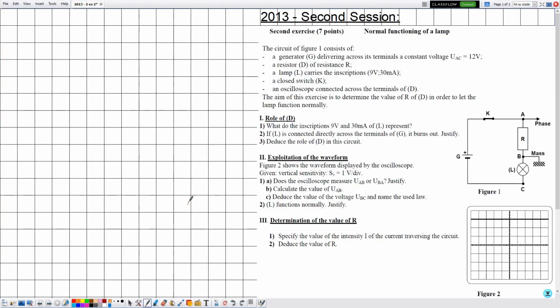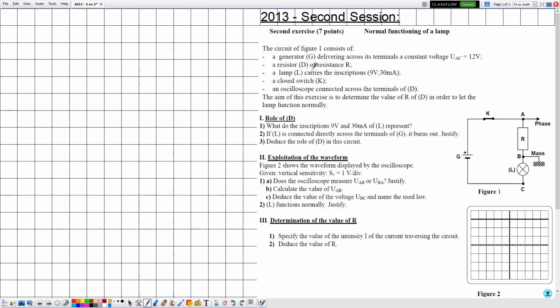So in this one we are going to solve an exercise related to electricity in the chapters of DC voltage and resistors. This exercise was a previous one in the brevet exams in 2013, second session, second exercise. The title of this exercise is Normal Functioning of a lamp.